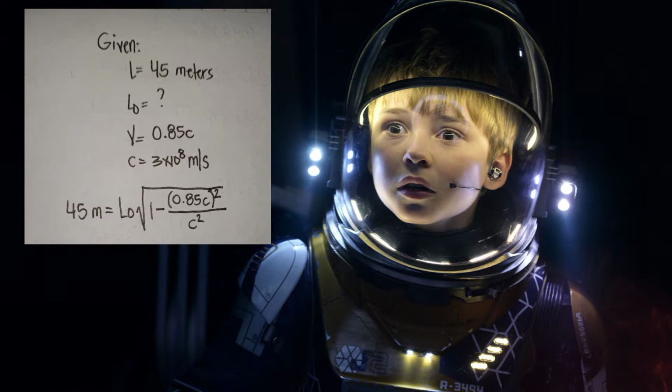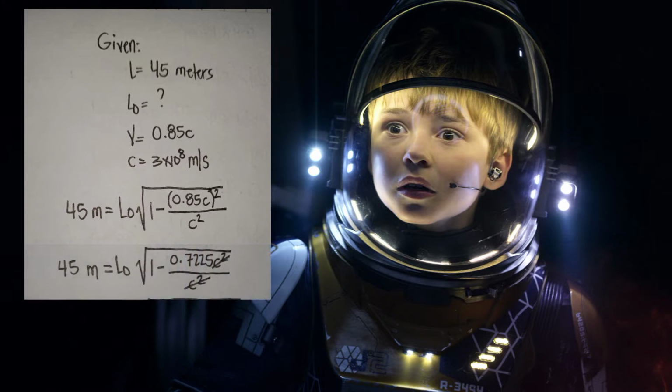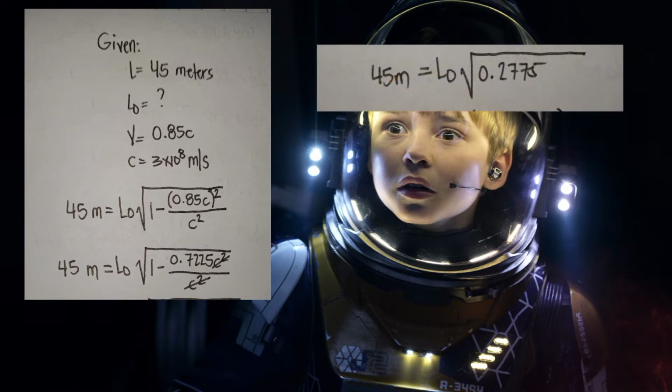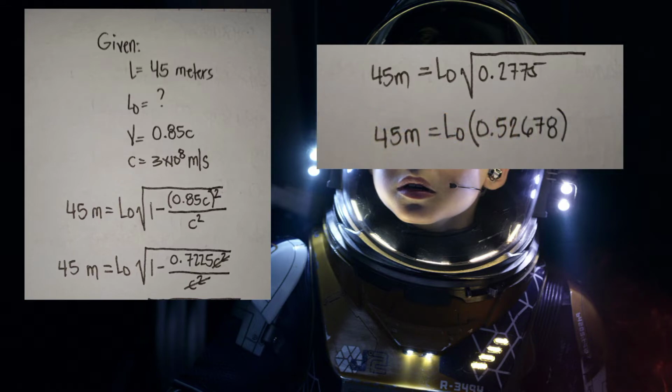0.85 times 0.85 is equal to 0.7225 c squared. Cancel the same units, which is c squared. 1 minus 0.7225 is equal to 0.2775. The square root of 0.2775 is equal to 0.52678.